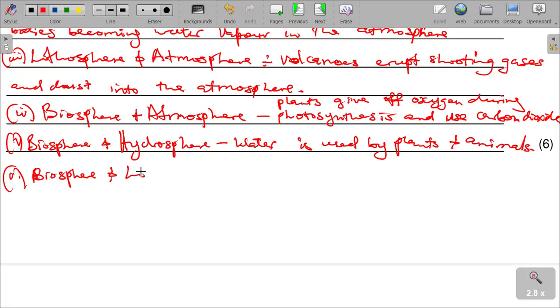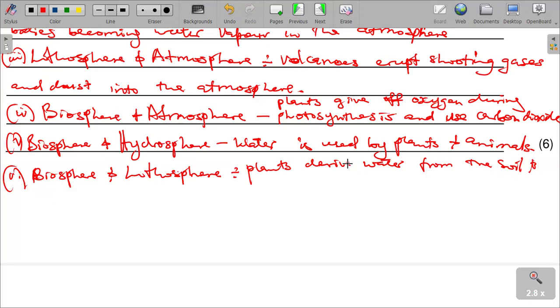And then let me lastly talk about the biosphere and lithosphere. Plants draw water from the soil and animals use water to sustain life.